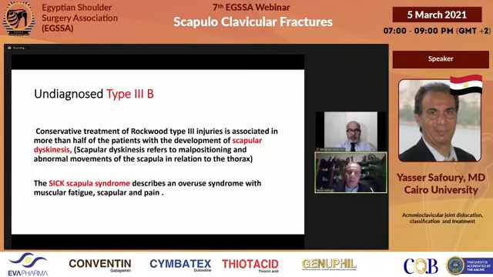Also, another issue is that we should diagnose type 3B. Otherwise, if all type 3 are treated conservatively, they found that 50% of them will have scapular dyskinesia, which means abnormal motion of the scapula on the thorax. This will end up with a sick scapular syndrome where there's pain and fatigue during movement.